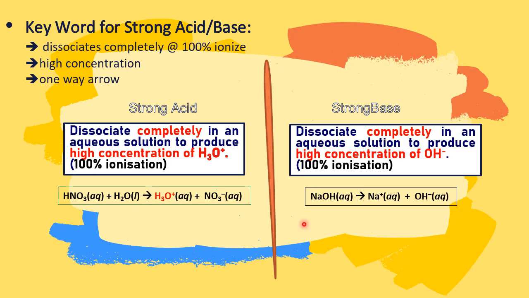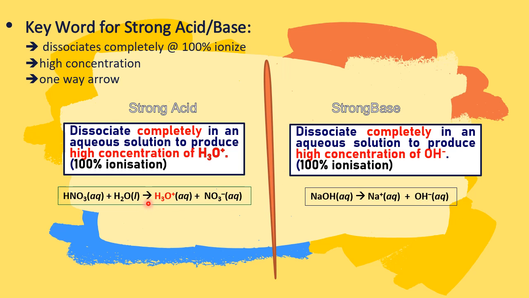After the acid-base definition and the conjugate acid and conjugate base definitions, now we look at strong acid and strong base. There are three important points you have to remember. The first one: a strong acid and strong base dissociate completely, or we can say 100% ionized, with high concentration and a one-way arrow. A strong acid dissociates completely in an aqueous solution to produce a high concentration of hydronium ion, H3O+.